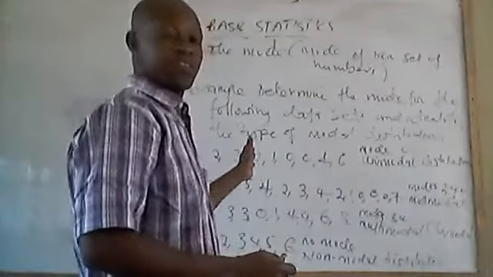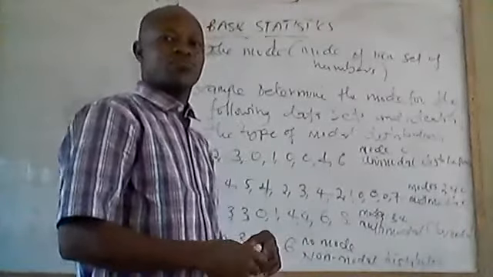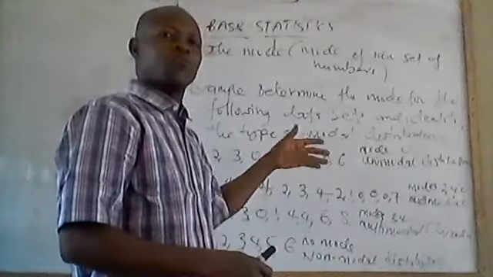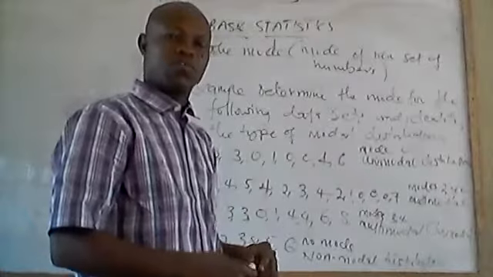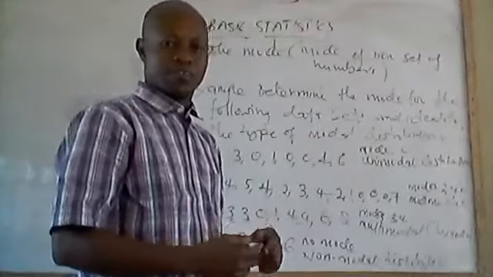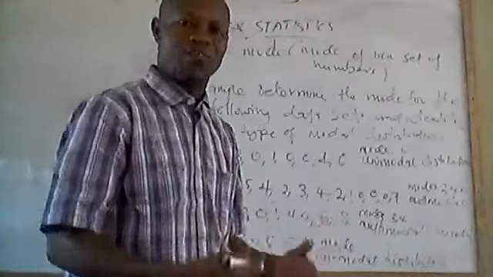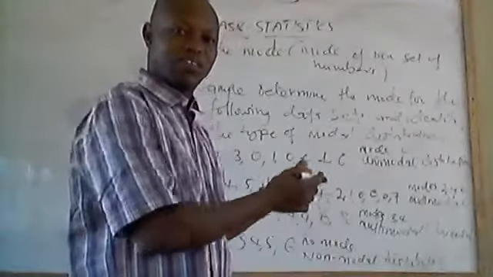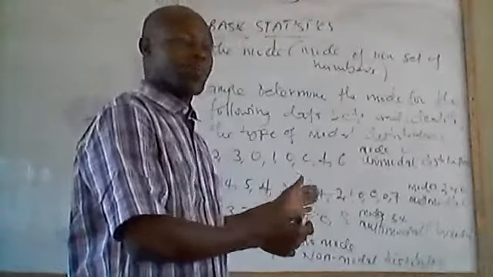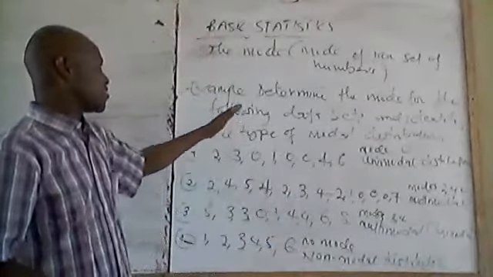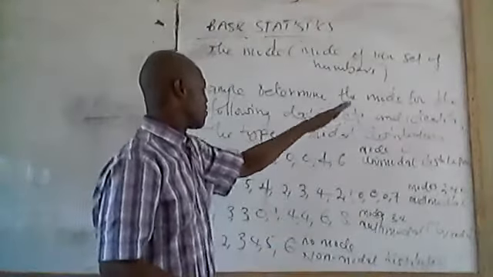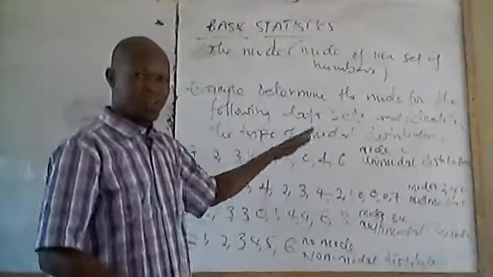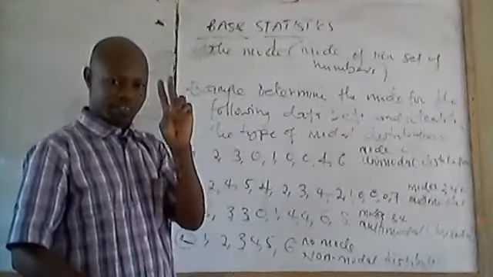So this is an example to illustrate how we can determine the mode of a raw set of numbers, and to also find out what type of modal distribution that data set can be. The question says: determine the mode for the following data sets and identify the type of modal distribution. So we are doing two things.